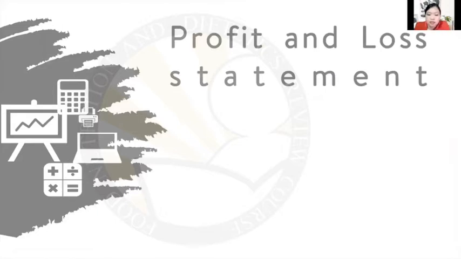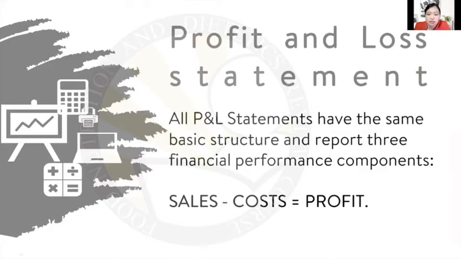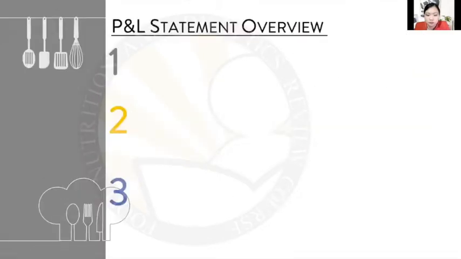So let us discuss the profit and loss statement. All P&L statements have the same basic structure, although there may be some details that the company may prefer. And it shall report three financial performance components, which are the sales less the cost is equal to the profit. So here's an overview of the P&L statement.